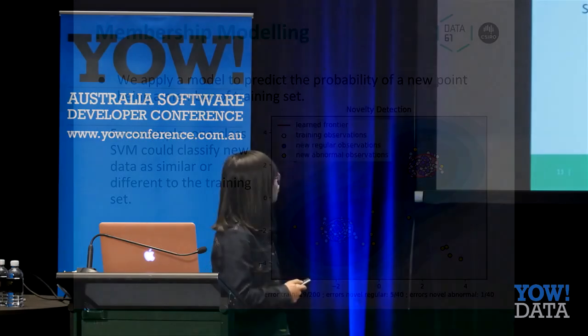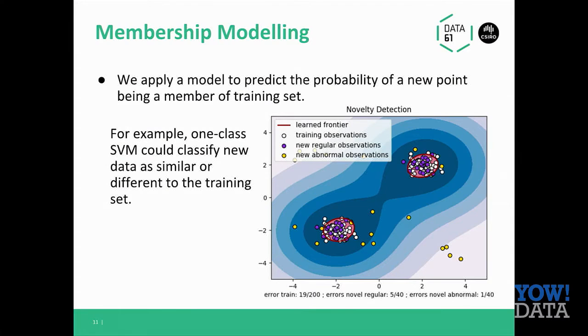So we got a quantitative method called membership modeling. The main idea is that we apply a model to predict the probability of a new point being a member of the training set. For example, the one class SVM could classify new data as similar or different to the training set.